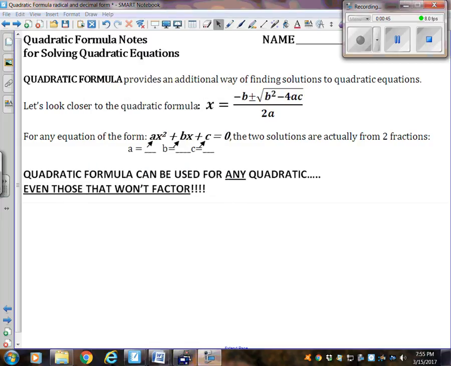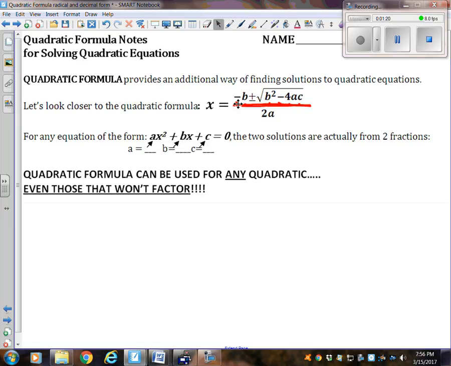Okay, the quadratic formula provides an additional way of finding solutions to quadratic equations by taking a look at a formula. Now, obviously this is something that if you were taking the end of the year exam, you would have to remember. So I want you to always have a way to remember it, so I've always sung it. So we're going to sing it like this. Opposite of B, plus or minus square root, B squared minus 4AC, all over 2A.